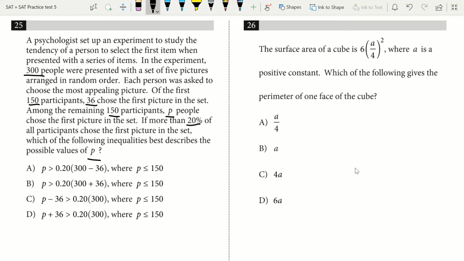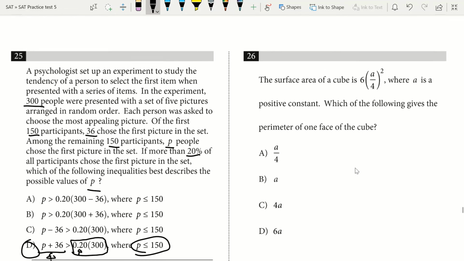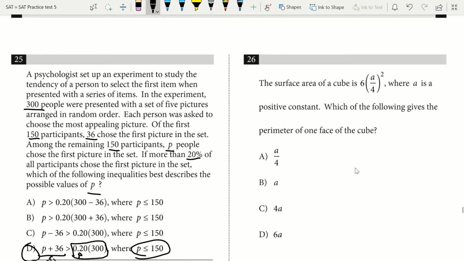All right, well, we know that P plus 36 is going to be my total amount that picked it, and that has to be greater than 20% of our total, which is 300. So we got 20% represented by 0.2 times 300, and we know our total amount of people who picked it is P plus 36, and it has to be greater than that. So we know our answer there is going to be D. And we also know P has to be less than or equal to 150, because that's all the participants that were participating in that second trial run there.